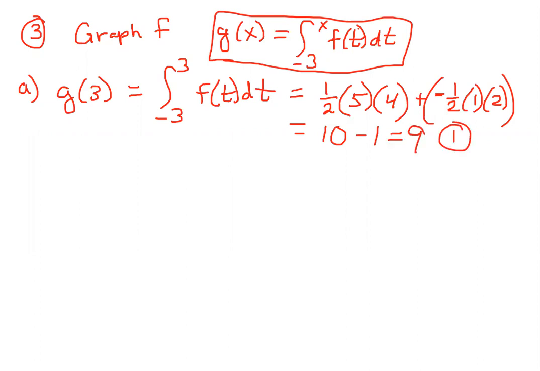You get 1 point for that, for finding g of 3. What they're testing you on here is that you know that the integral of a graph is areas, and they're negative areas if they're below the x-axis. Okay, part B, on the open interval, -5 to 4.